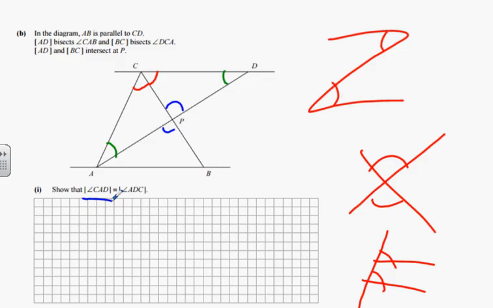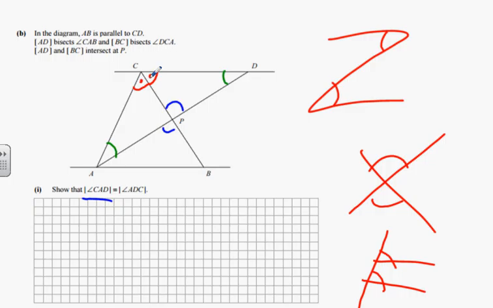It says CAB, which is... it says DCA, D to C to A. That's the full red angle, only because it says it. Okay. Now it says DCA gets bisected, right? And because it gets bisected, it means those two angles, if you split the red angle in half, are exactly the same as each other. Everybody cool with that?